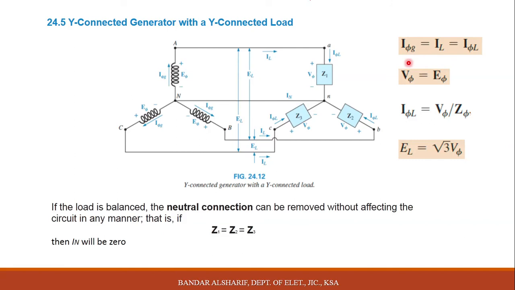You can see here I phase of the generator equals I line, which equals I phase in the load, since it is Y connection in the load. And the same thing, V phase in the load equals E phase in the source. We said last lecture, in the source we say E, and in the load we say V.